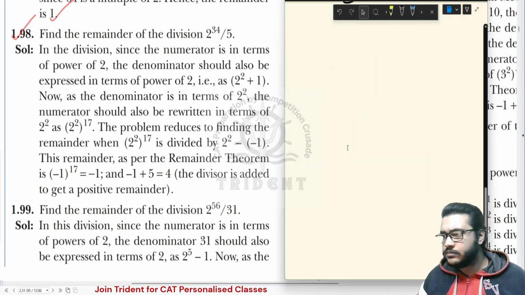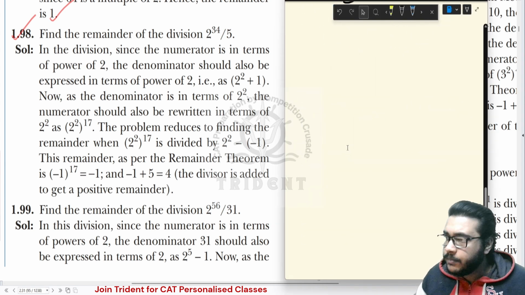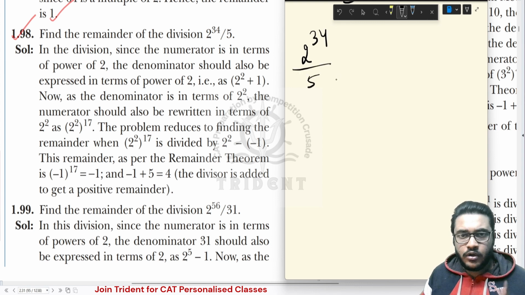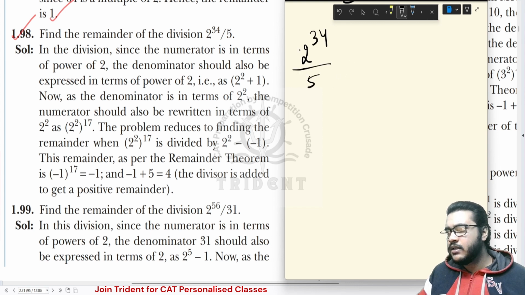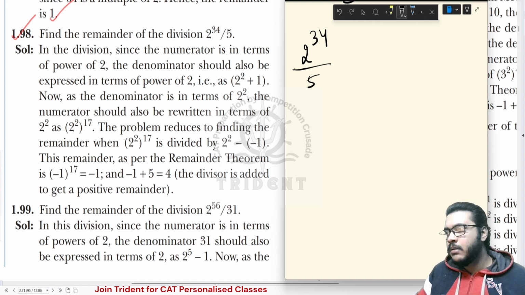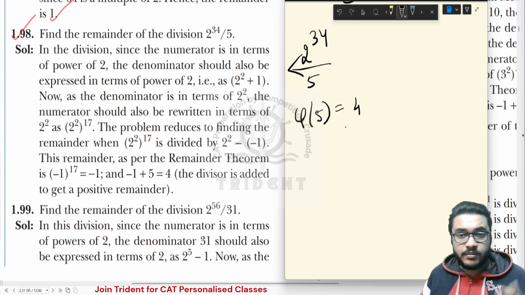Okay. 2 raised to the power 34 by 5. Again, we are using Euler for this. If you realize 2 and 5 are co-prime, if they were not co-prime we would have taken out the common factor. But 2 and 5 are co-prime, so what we can do is think of the totient function of 5. Totient of 5 is very simple. It's 4. It's a prime number.